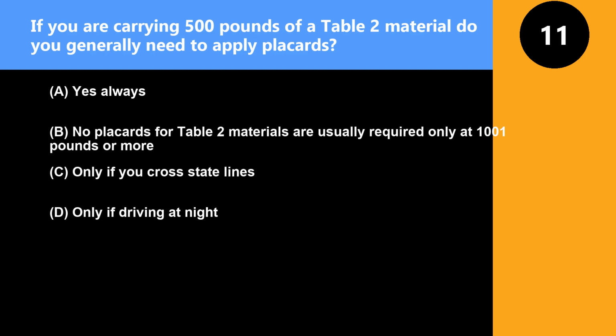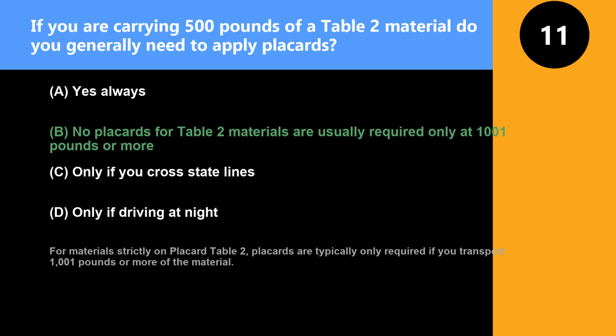Option A, yes always. Option B, no, placards for Table 2 materials are usually required only at 1,001 pounds or more. Option C, only if you cross state lines. Option D, only if driving at night. The correct answer is option B. No, placards for Table 2 materials are usually required only at 1,001 pounds or more. For materials strictly on Placard Table 2, placards are typically only required if you transport 1,001 pounds or more of the material.